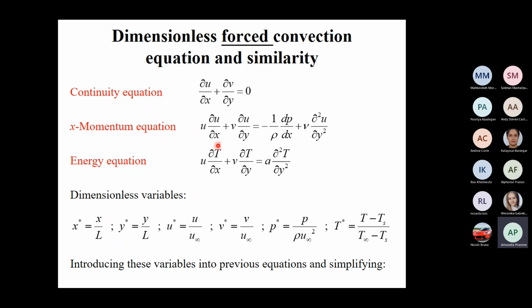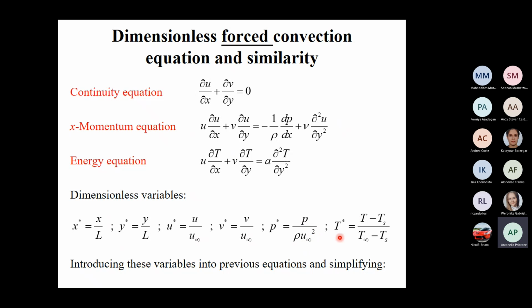Forced convection, you can recognize it immediately because in the X momentum equation you neglect the capital X body force. Then y star is equal to y divided by L. u star is the ratio between u and u infinite. u infinite is the undisturbed fluid velocity. v star is v divided by u infinite. p star is p divided by something that has the dimension of p, so rho u infinite squared.